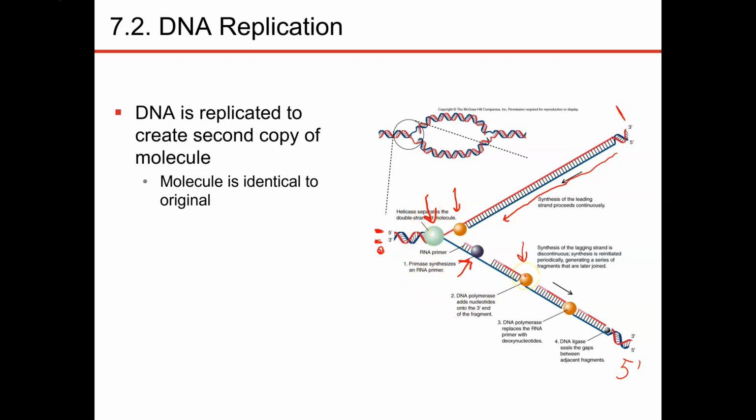So as helicase is unwinding, primase lays down a primer, and DNA polymerase can produce a section of the DNA. But then as helicase opens more, another primer is laid down and DNA polymerase produces another section. And then another primer is laid down and DNA polymerase produces another section. And so this strand up here is called our leading DNA replication strand. And this strand down here is called the lagging DNA replication strand, okay?